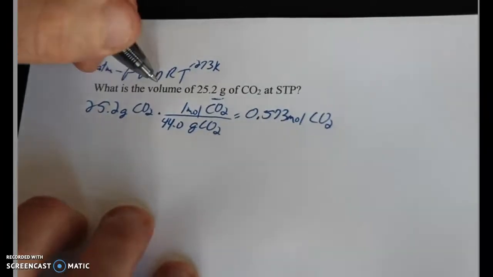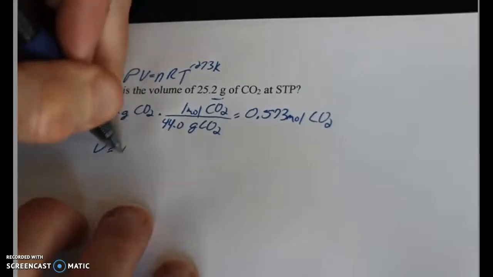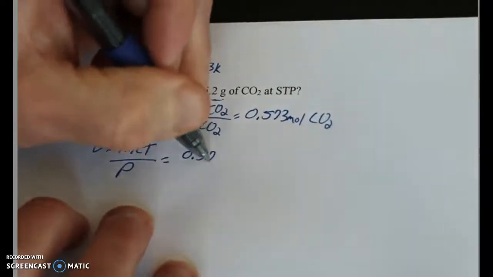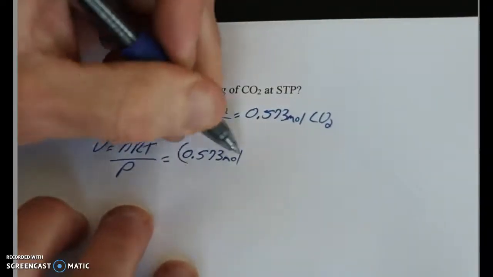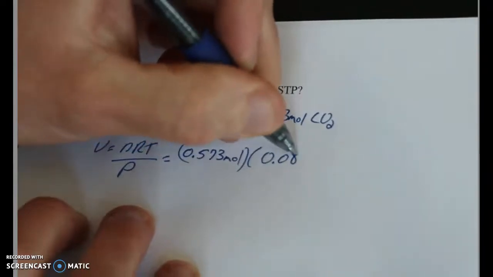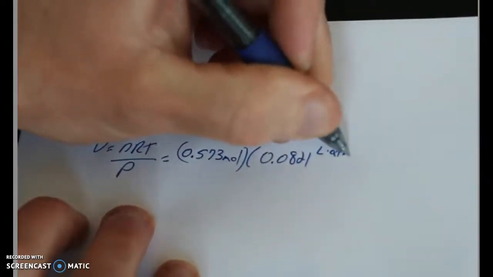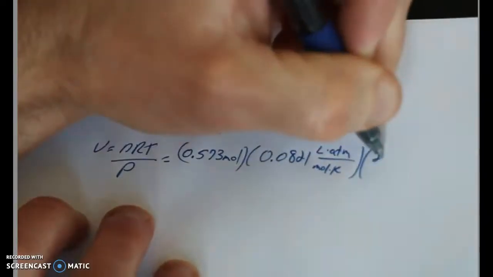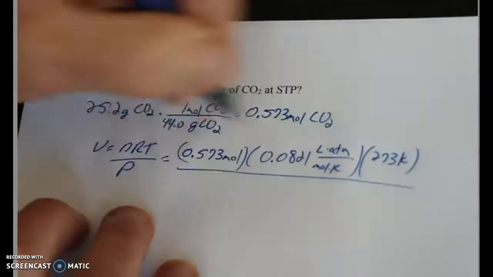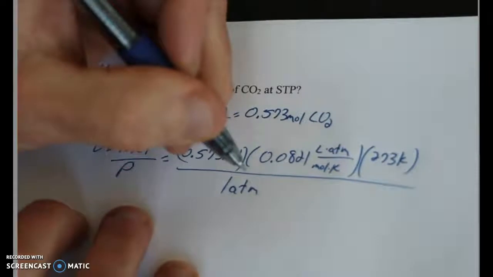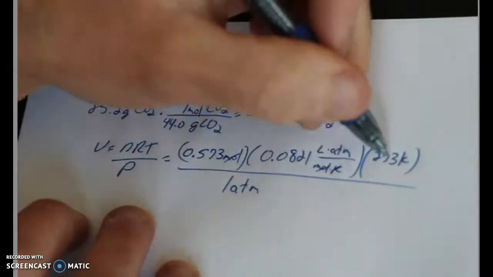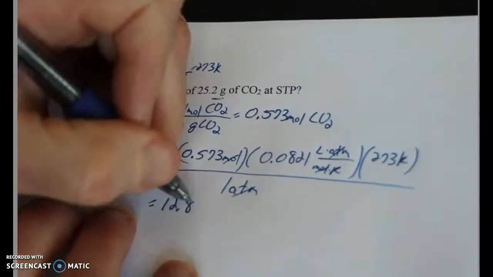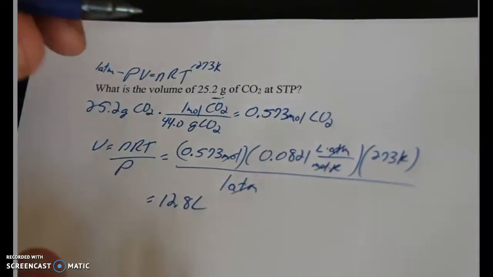So now if I take this ideal gas law and solve it for volume, what I have to do is divide both sides by pressure. So we get volume equals nRT divided by pressure. I know the amount of moles is 0.573 moles. I know R is 0.0821 liters atmospheres per mole K, and I know since it's standard temperature, that was 273 Kelvin. The pressure, since it's standard pressure, is 1 atmosphere. So now moles cancels out, Kelvin cancels out, atmospheres cancels out, and what I'm left with right now is 12.8 liters. Now that's one way you could do it.